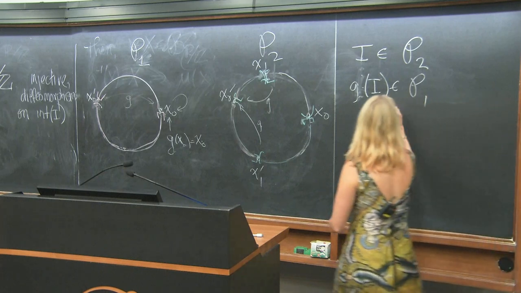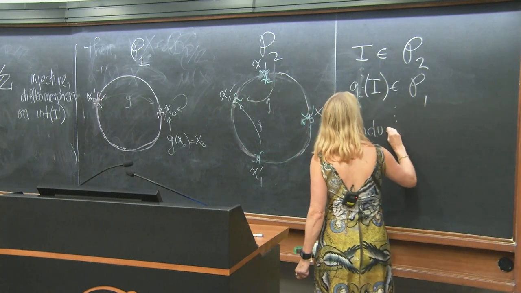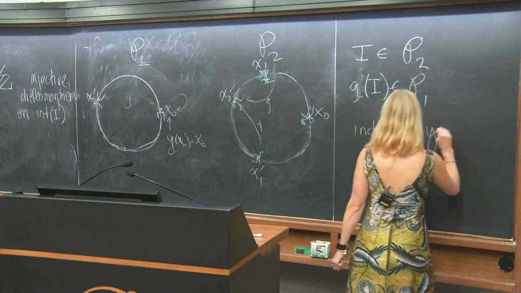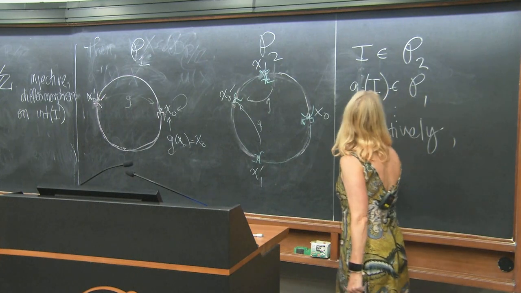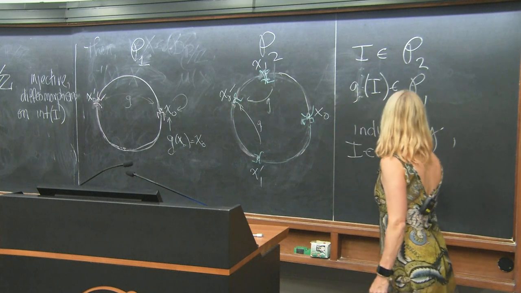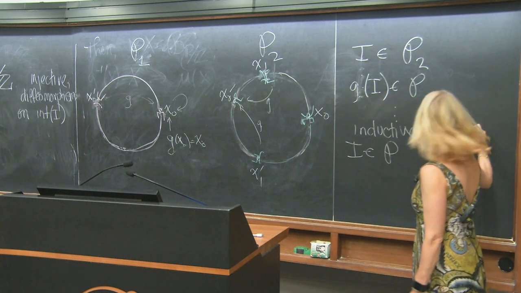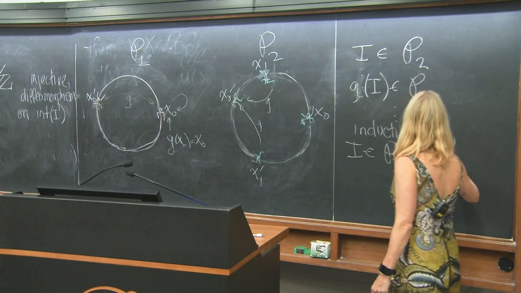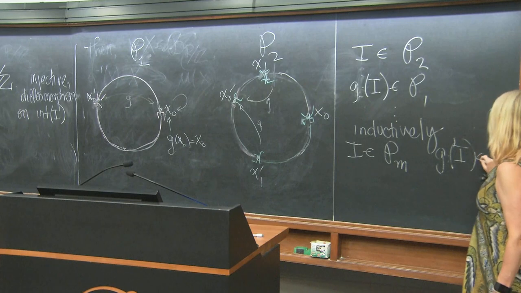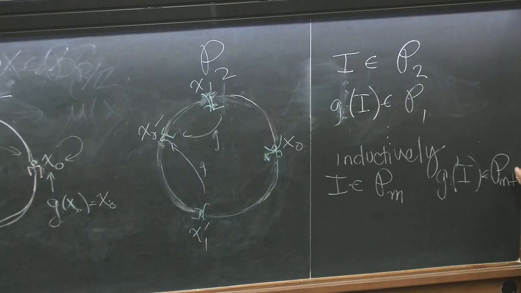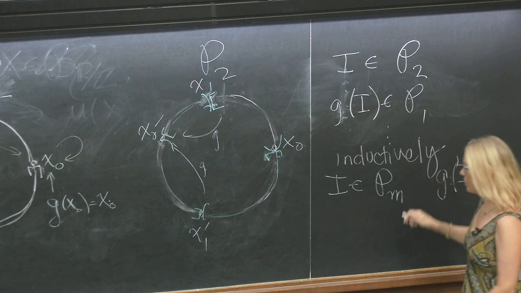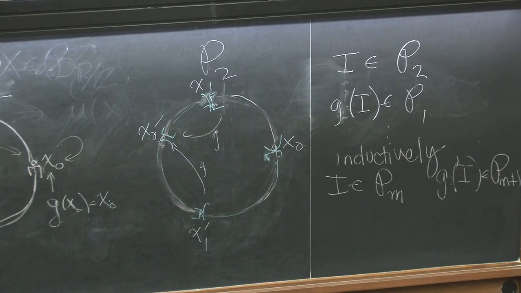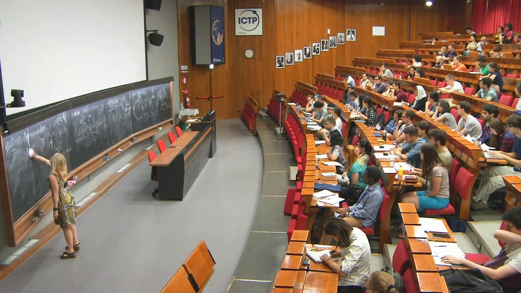So continuing inductively, we get that for I, we construct these intervals using preimages. For I in PM, G of I is in PM plus 1. And the number of elements of PM is 2 to the n.